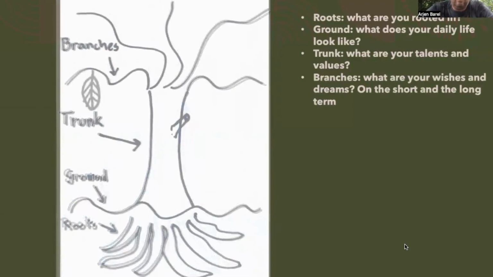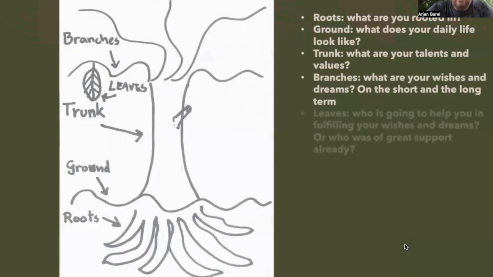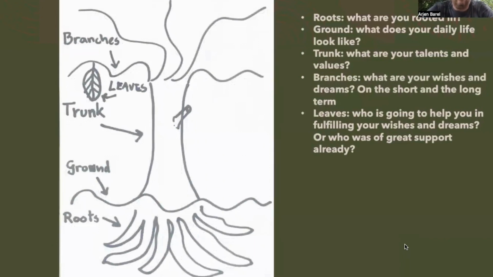Then you continue with drawing the leaves. And in these leaves, you write down who can help you to achieve these wishes and these dreams, fulfill your wishes. Or maybe also who can help you, or who already helped you to achieve where you are now. Of course, you might see that some of the people you already mentioned in your roots can also be in the leaves. This exercise is just writing down whatever comes up to you. There is no right, there is no wrong. It's just helping you to create these narrative connections in your brain and to create your own narrative even stronger.